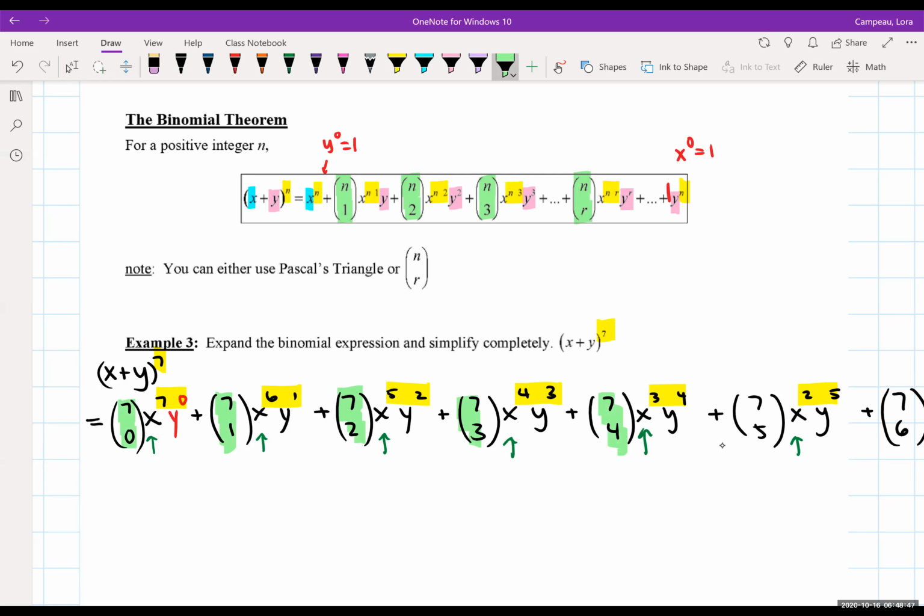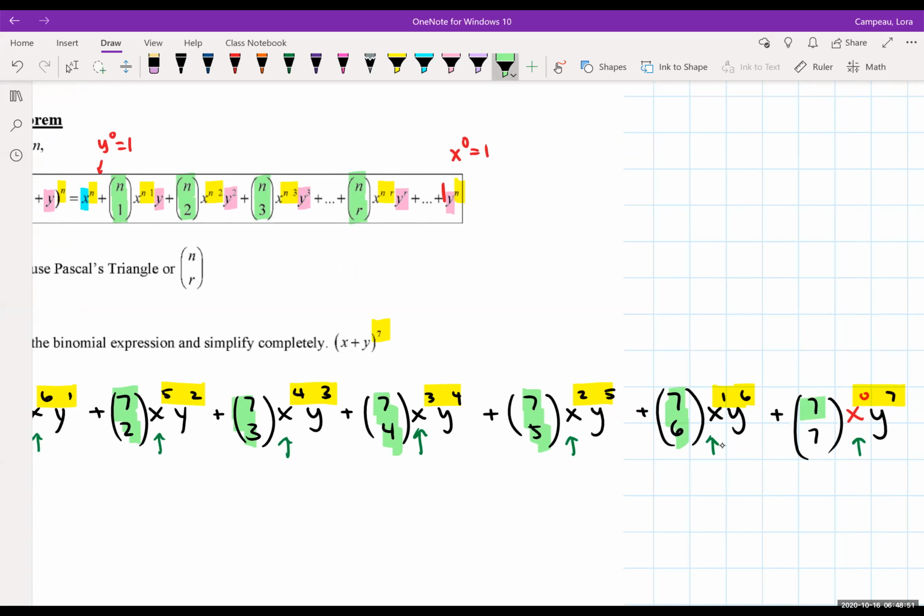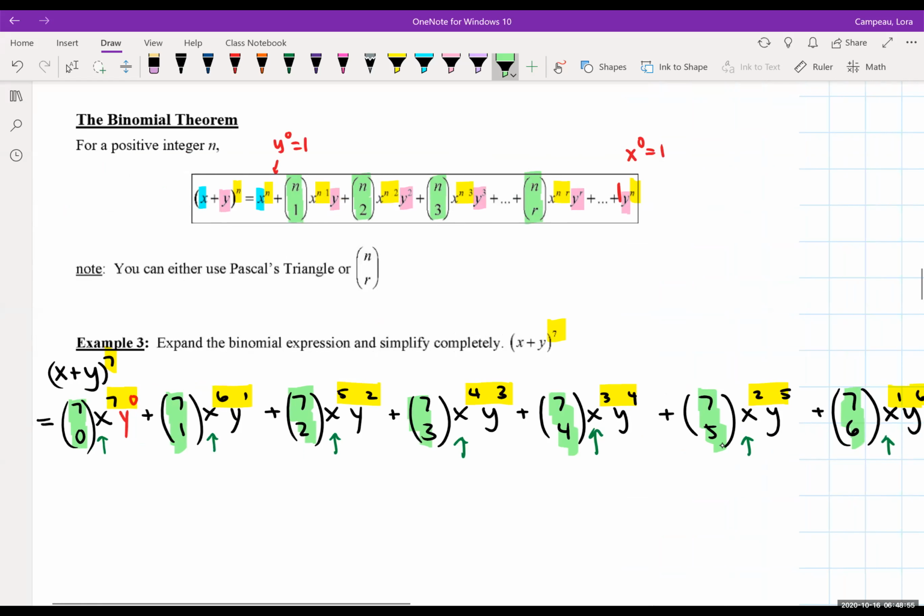7 choose 0, 7 choose 1, 7 choose 2, 7 choose 3, 7 choose 4, 7 choose 5, 7 choose 6, and 7 choose 7. Personally, I really like Pascal's triangle as long as my power is not huge. It helps me evaluate this without needing a TI, but I will show you both ways as well. So let's figure out those values.